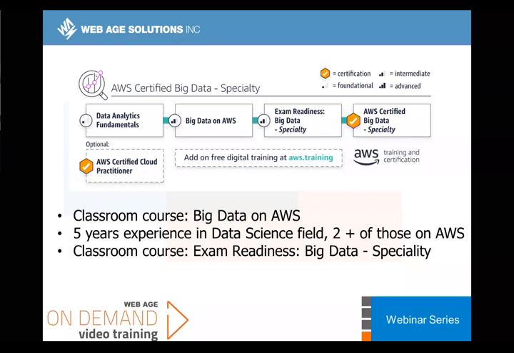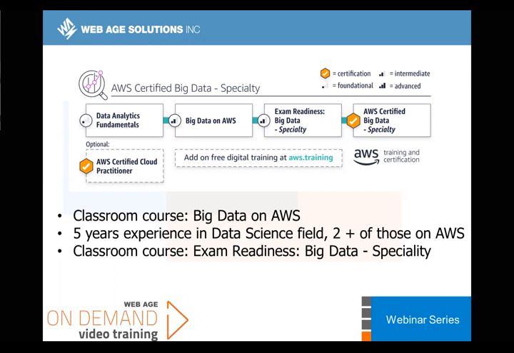With big data on AWS, 5 years experience in the data science field, 2 of those spent on AWS, is a requirement before you're ready to go for the exam. I've seen students come in and say, yeah, I have no experience with AWS. I'm looking to go for the big data on AWS course from the get-go without getting any baseline. And then next week, I'm going to go for the big data certified specialty exam. And then I disappoint them by saying, sorry, that's not how it works. You're trying to break the system, right?